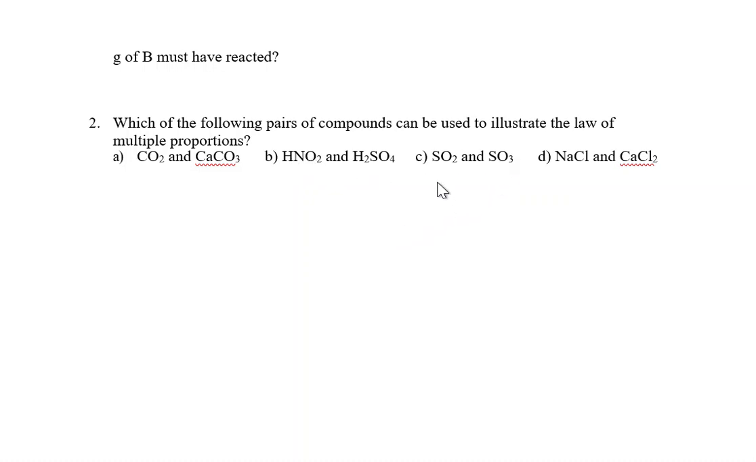Now here, this one does. This one just has sulfur and oxygen, sulfur and oxygen. So that one would work: sulfur dioxide and sulfur trioxide. Sodium chloride and calcium chloride, well, they wouldn't illustrate it either because they have sodium in one and calcium in the other. So that is about 50 minutes worth of an introduction or a summary to Module 3.